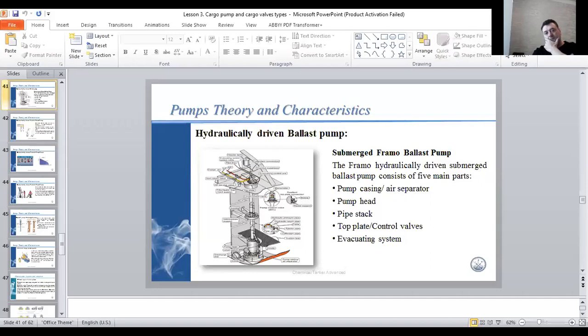In this video, we will highlight correct operation of Framo cargo pumping systems during loading, discharging, stripping and tank cleaning. The Framo system can also incorporate heating, cooling and circulation of the cargo, all up to the owner's requirement. Okay. Sequence number one, loading the cargo tanks.